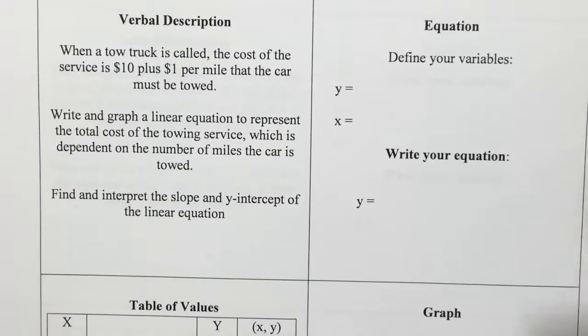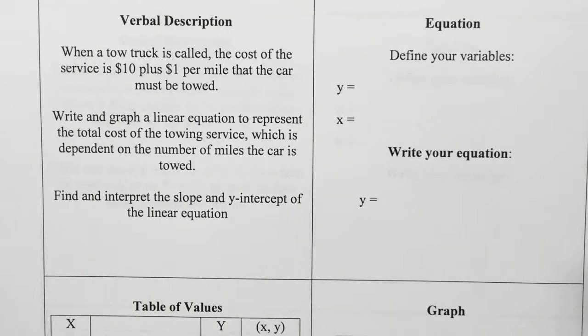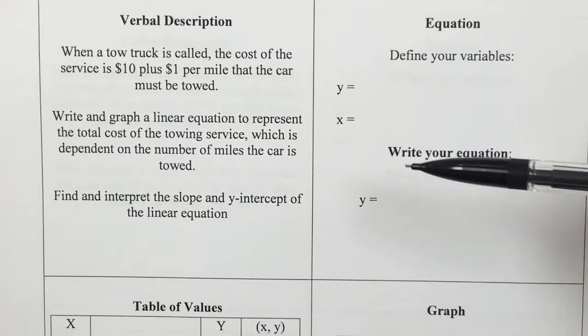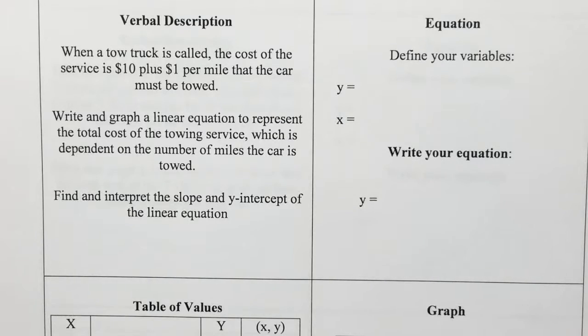It says, when a tow truck is called, the cost of the service is $10 plus $1 per mile that the car must be towed. Write and graph a linear equation to represent the total cost of the towing service, which is dependent on the number of miles the car is towed. Find the intercept and the slope, and interpret the slope and y-intercept of the linear equation.